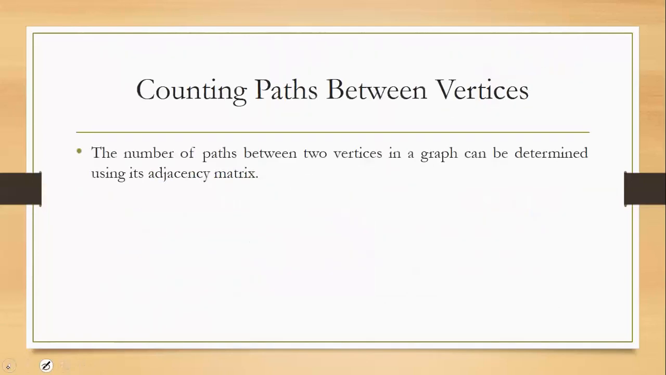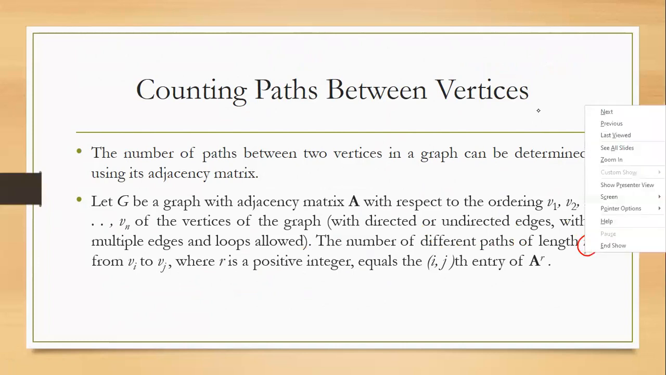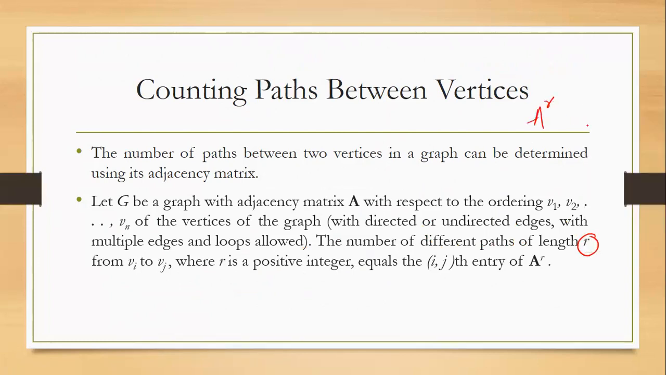Okay, now let's see the definition. The definition is as follows. Let G be a graph with adjacency matrix A with respect to the ordering V1, V2, and so on up to Vn of the vertices of the graph, with either directed or undirected edges. So for counting the paths, it doesn't matter whether the edges are directed or undirected. And in the graph, even multiple edges and loops are allowed. For the number of different paths of length R, we have to find the matrix A power R.